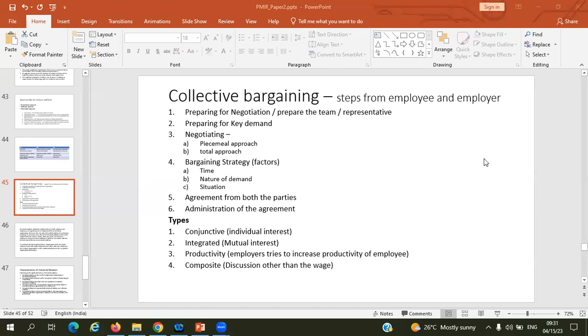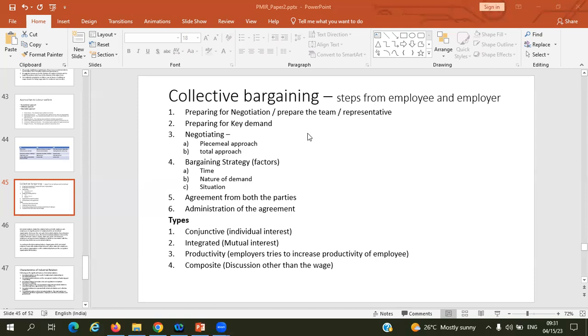So you understand this concept, collective bargaining. This is a very important concept. You will read about it everywhere, whether it's a trade union, national commission or International Labour Organization. Everyone does this collective bargaining. So this term is important. These six steps, you read them, you remember them. Then what are the types of bargaining? Remember them. This is very important for your exam.